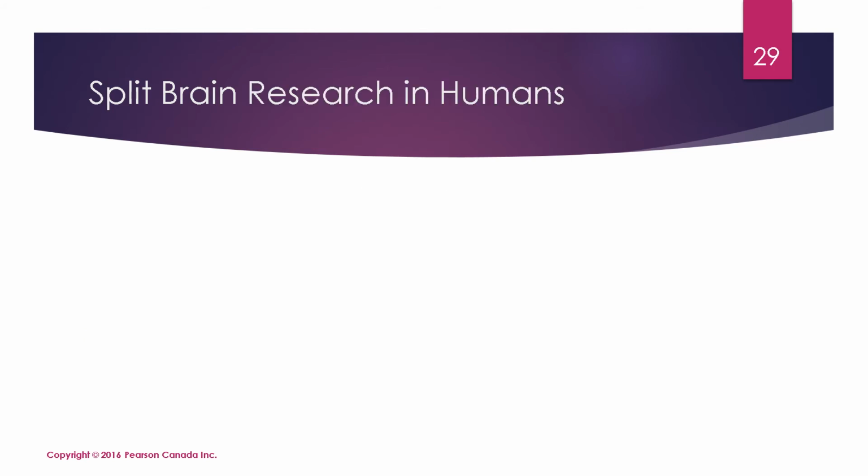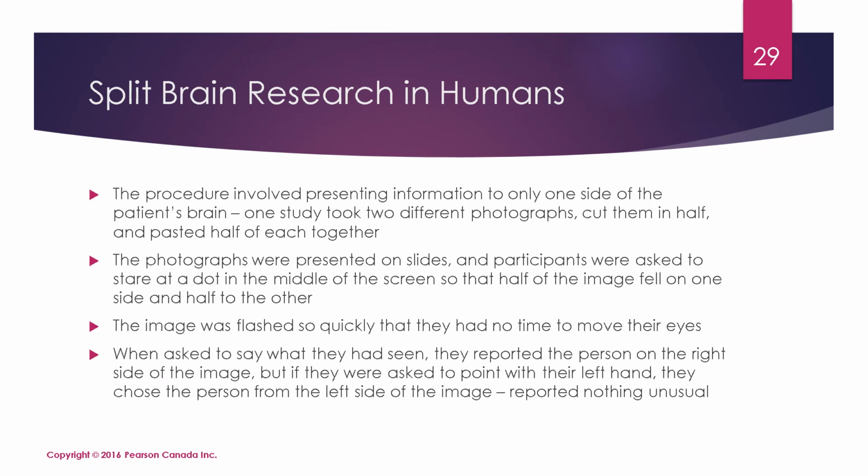Essentially, to assess the impact of the split brain procedure in humans, they presented information to only one side of the patient's brain. They devised a procedure in which they took two different photographs, cut them in half, and pasted half of each photograph together. So one half of the photograph showed something completely different from the other half. The photographs were presented on slides, and participants were asked to stare at a dot in the middle of the screen so that half of the image fell onto one side and half on the other. And the image was flashed so quickly that they had no time to move their eyes.